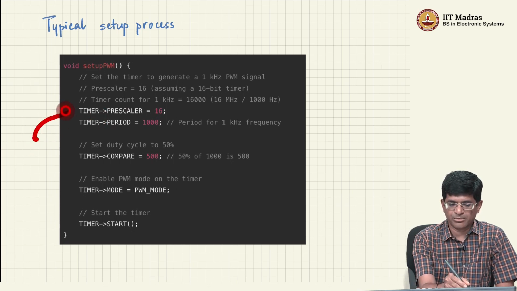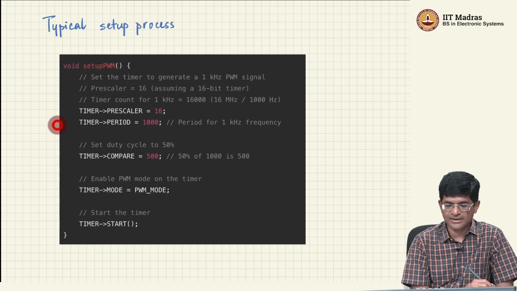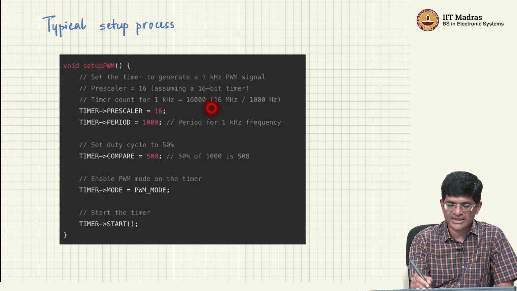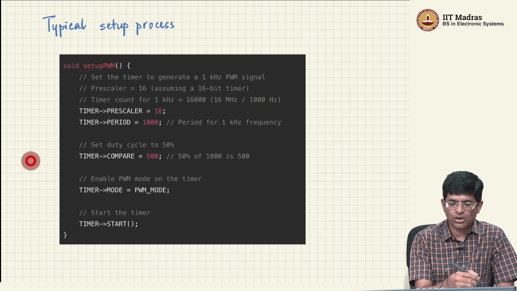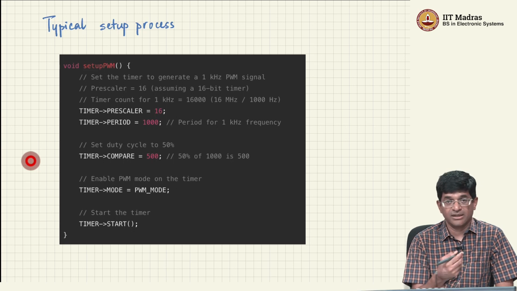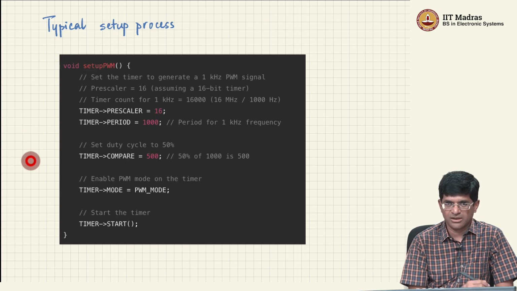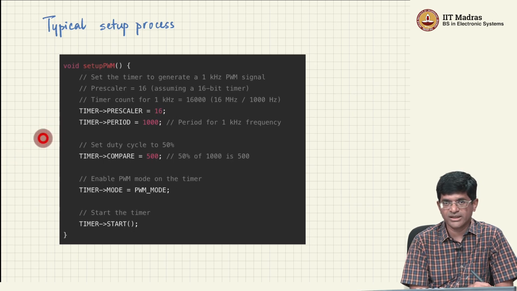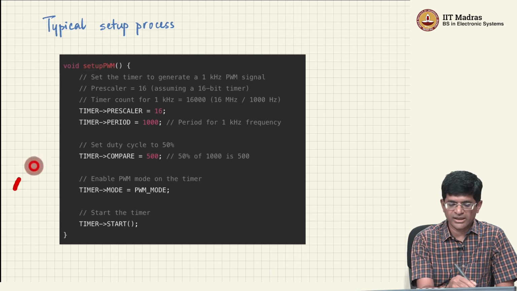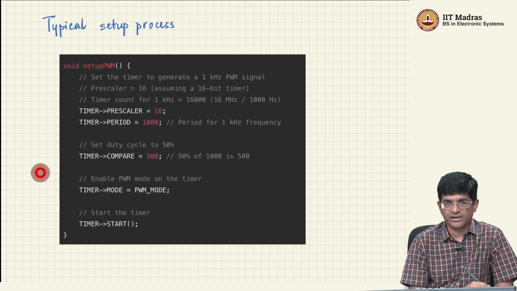you use a prescaler of a factor of 16, assuming that you have a 16 megahertz clock to start with. Okay. So you have a 16 megahertz clock, you give it a prescaler of 16, it divides by 16 and you get a 1 megahertz clock, right. And by doing that, I then say that the timer period is 1000. I also give it a timer comparison value of 500.